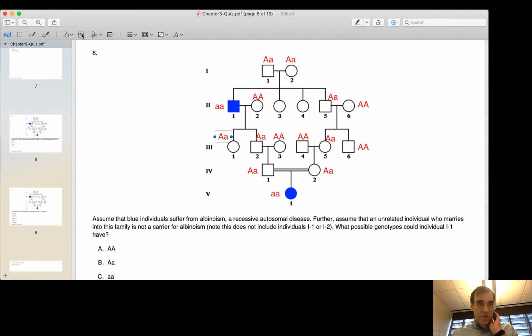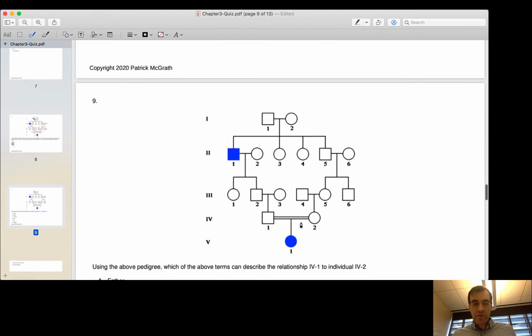The answer to this question, now that we've already worked it out, is big A, little a. So we have done this one. We've answered the question for this one.